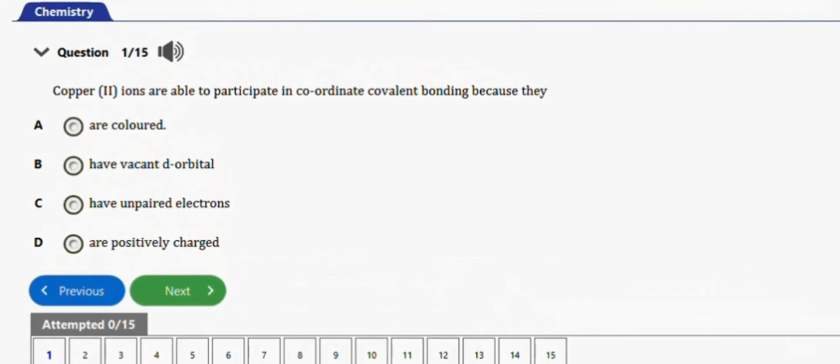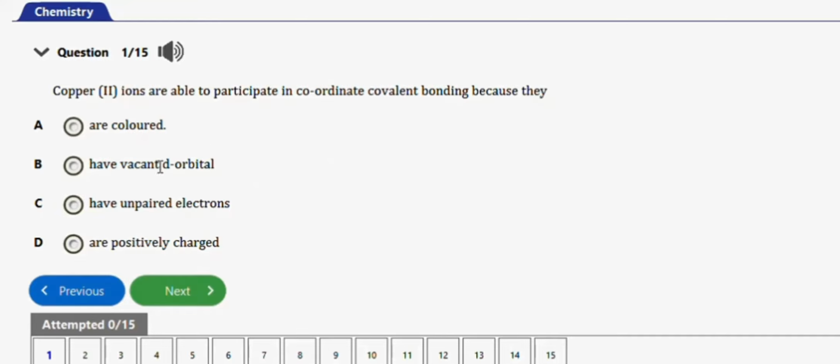In this video, we're going to learn how to solve these chemistry problems under dative bonding or coordinate covalent bonding. So guys, we have 15 repeated questions to practice with in this video. Let's get started. The first question I have here says, copper 2 ions are able to participate in coordinate covalent bonding because they are colored, have vacant d orbital, have unpaired electrons, are positively charged. So the right answer is option B, because they have vacant d orbitals.